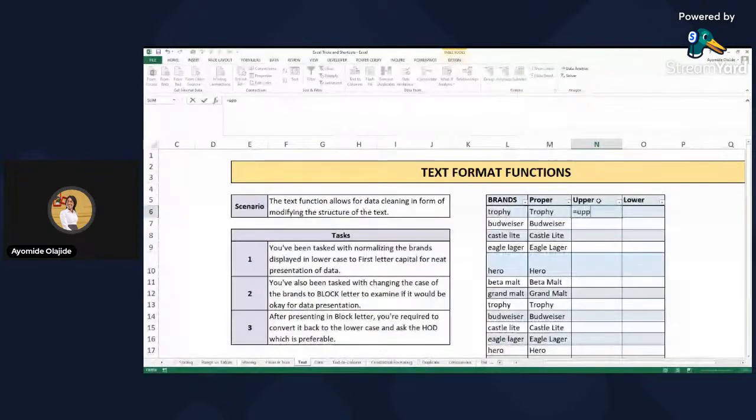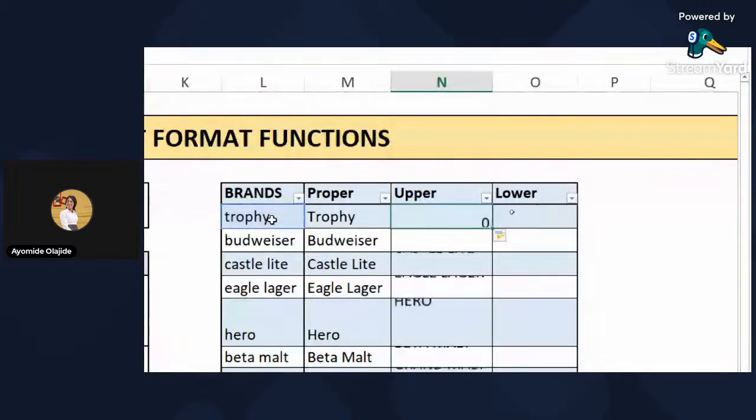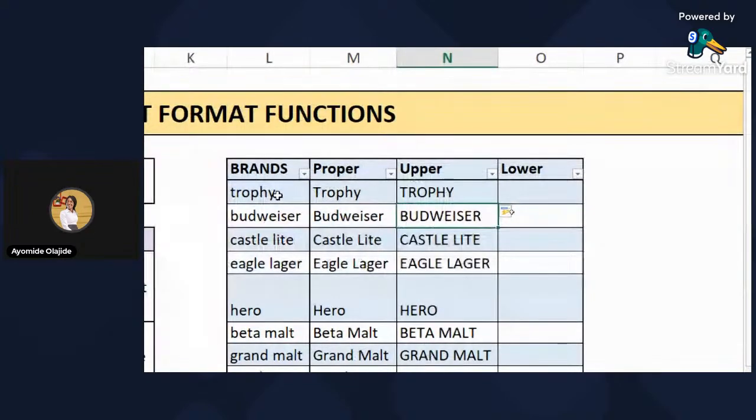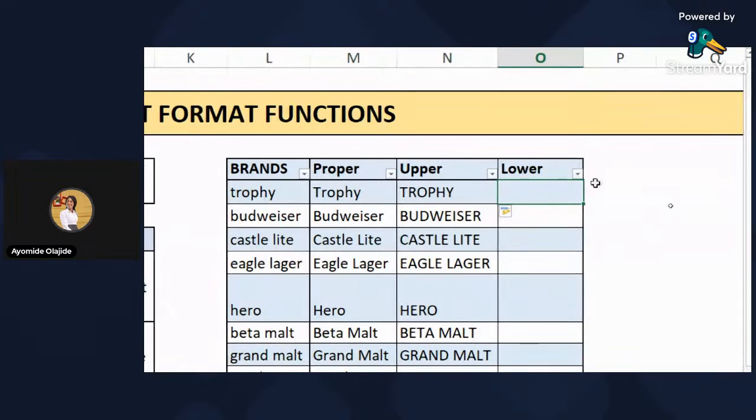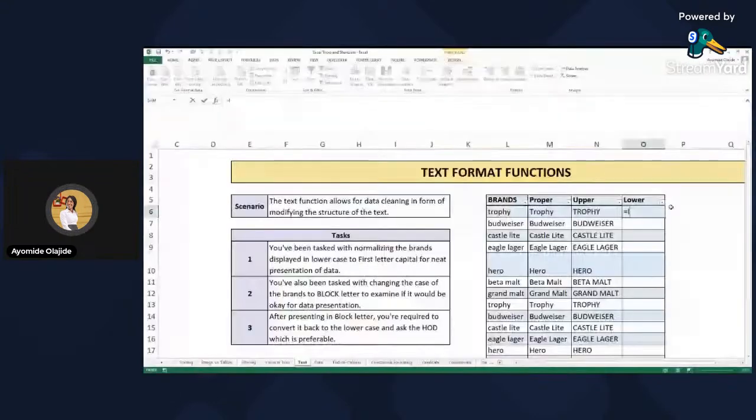So this converts text strings to all uppercase. So upper, then what do I want to convert? I want to convert the brands. Close your brackets, enter, and we have the brands in upper case. Very simple. Then now to lower case. Now let's assume you were given your brands in upper case like this, and you want it in lower case, just like this. You can easily do that by inserting your equal sign, your lower function.